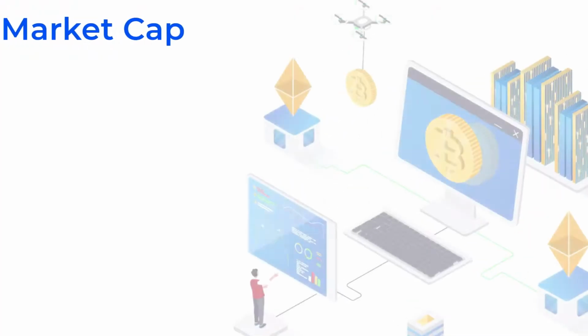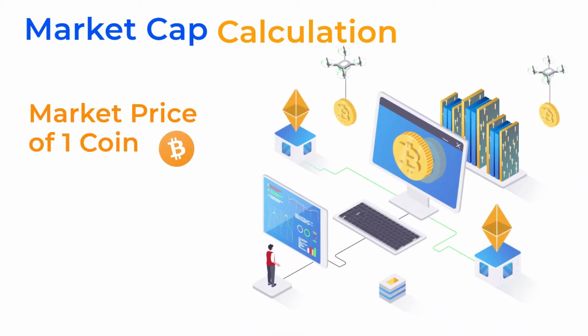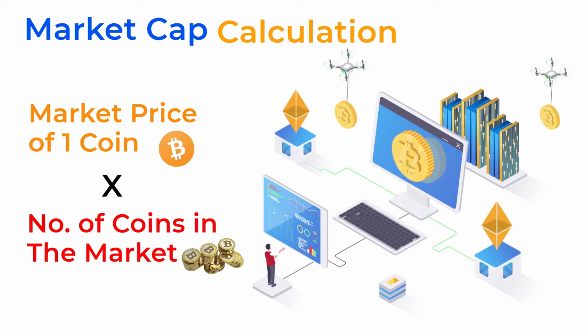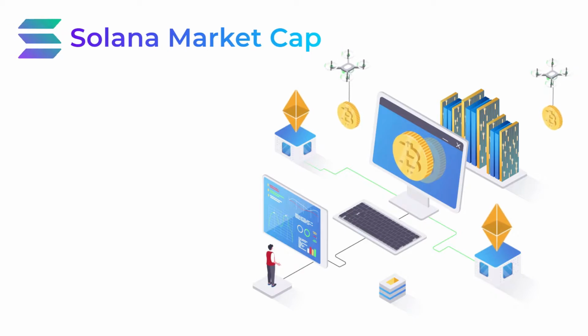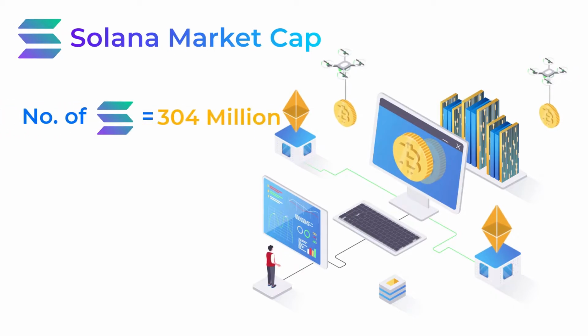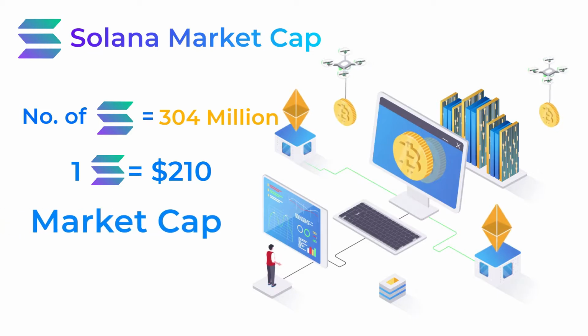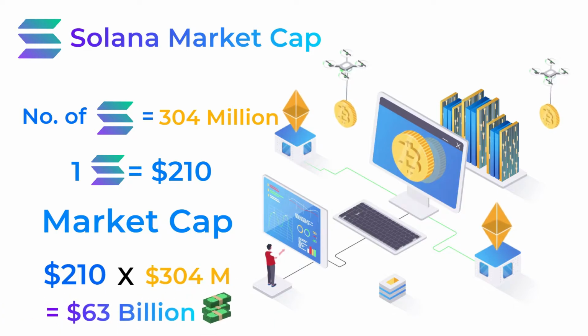The market cap of any cryptocurrency is calculated by multiplying the market price of one coin by the total number of coins circulating in the market. For example, to calculate the market cap of Solana, we multiply the total number of Solana coins, which is 304 million coins, by the market price of one coin, which is $210 as of the time of this video. This results in a market cap of over $63 billion.